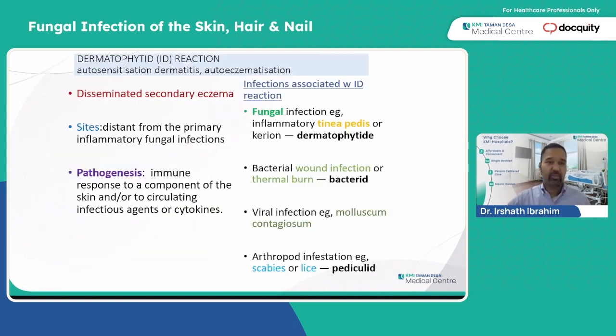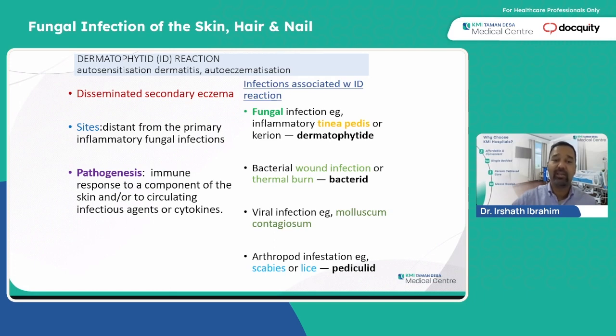Okay. So certain fungal infections like tinea pedis and kerion, for example, can be associated with a dermatophytid reaction or EAD reaction. EAD reaction goes by other names as well, autosensitization dermatitis or autoeczematization. What is it? It is a disseminated secondary eczema. That means if you have tinea pedis, you can develop an eczematous rash elsewhere, distant from the site of the fungal infection. So why does it happen? It's probably an immune response due to the circulating infecting agents and also cytokines.